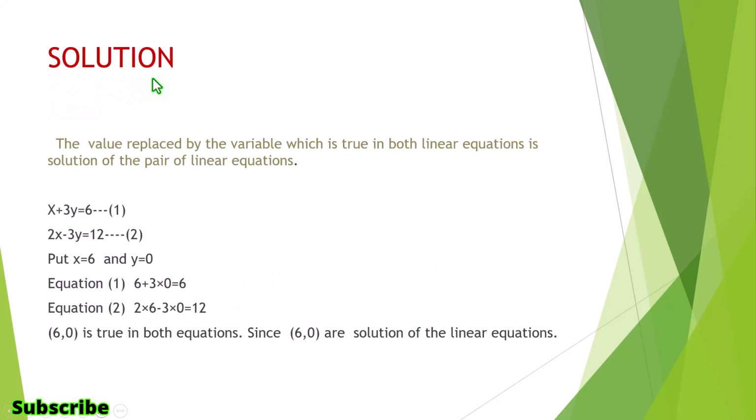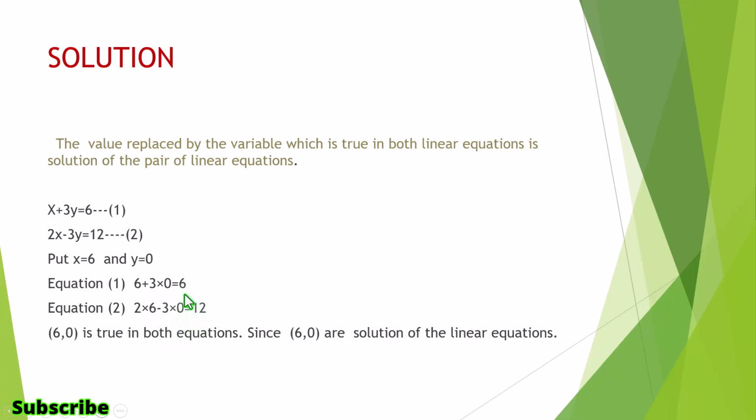First, the solution. The solution means the values substituted for the variables which are true in both linear equations is the solution of the pair of linear equations. Here two equations are given: x plus 3y is equal to 6 and 2x minus 3y is equal to 12. Put x is equal to 6 and y is equal to 0 in the first equation. The left hand side gives 6, and the right hand side is also 6, so the values are true in the first equation. Second equation, x is equal to 6, y is equal to 0.